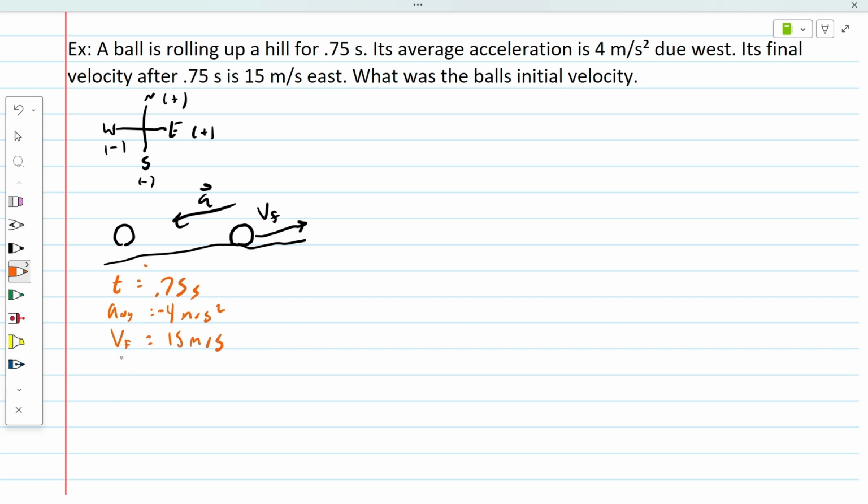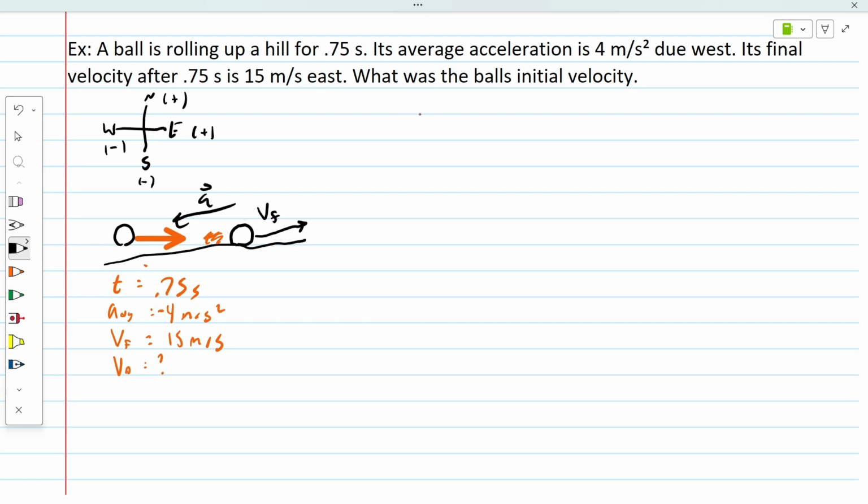Alright, and we want to find what is the initial velocity. Really we don't know the direction here, but if the final velocity is in this direction and the acceleration is moving the opposite direction, the initial velocity probably has to be in this direction. Otherwise the ball would be going in the other direction at the end, which it's not. Okay, so let's write out our equation that we were given.